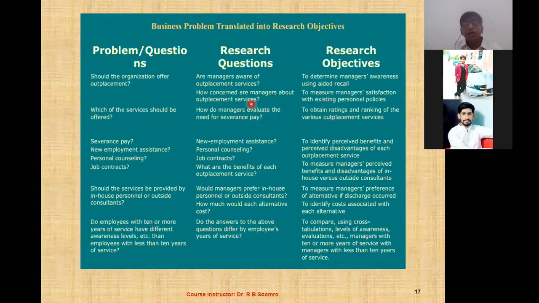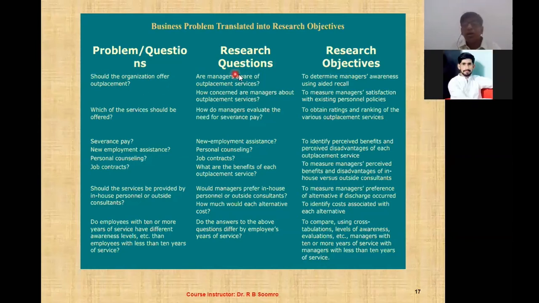Research objective: here in the research question, normally we have to put a question mark. See, the question mark is given here. In all these you'll find question marks, because we are asking a set question. The objective is to determine the managers' awareness using immediate recall. That means we have to measure to what level our managers are aware about these types of services. Now see, there is a close relation between the problem, the research question, and the research objective. In the same way, you have to create a close relation among these three things.